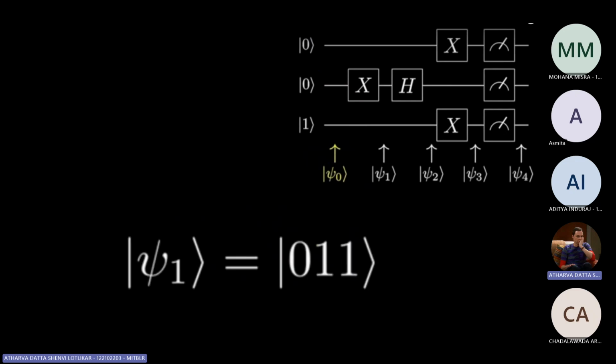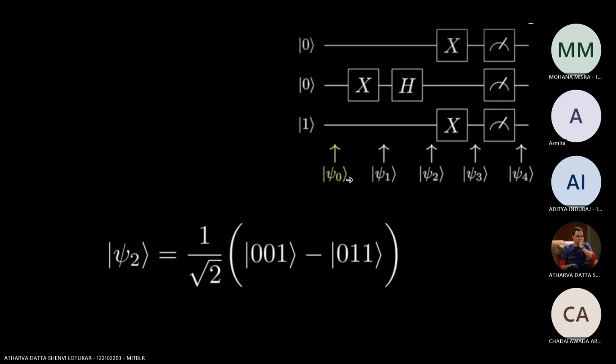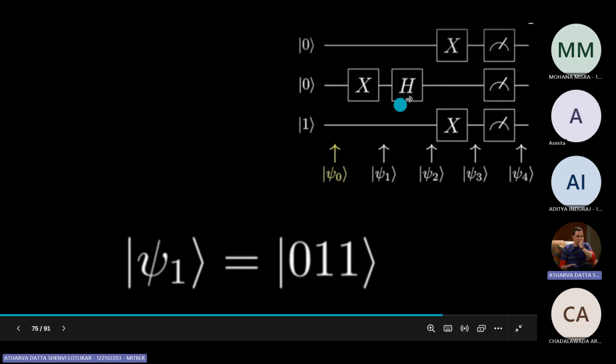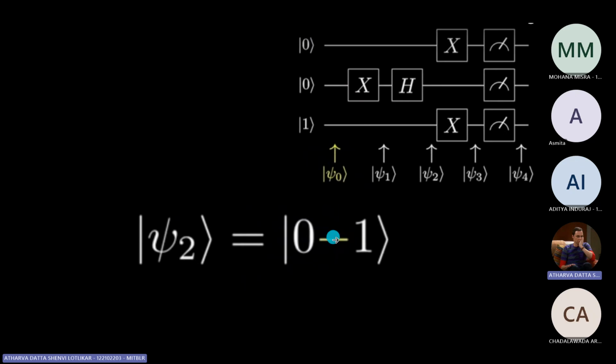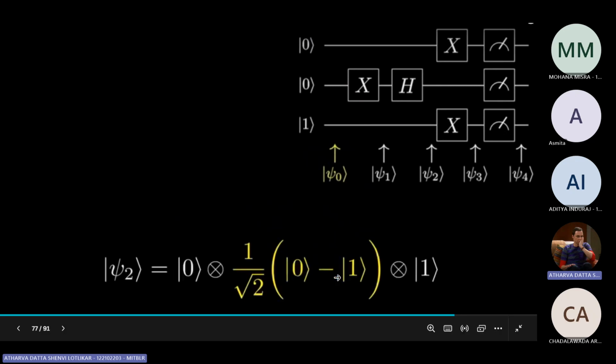But once you take the H gate, there's a 1 here now. And when you take an H, 1 becomes essentially minus 1. I mean, not minus 1, but minus. So that's how you write it. And then you can simplify this.